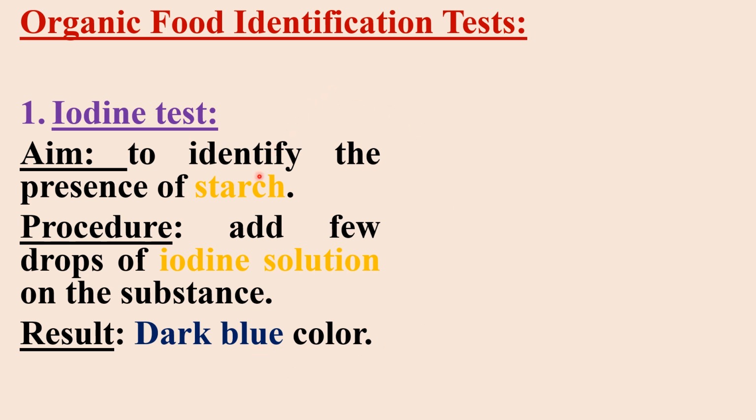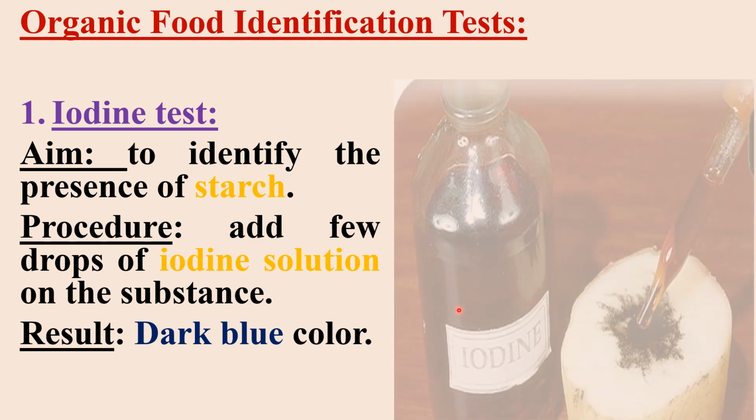You will see later in the exercises that they just give you the result. They say a substance was tested with iodine solution and gave a dark blue color in the result. What does this indicate? This result indicates the presence of starch.